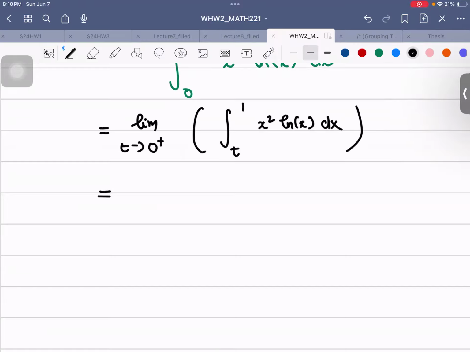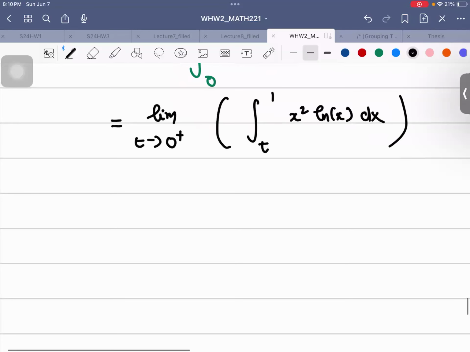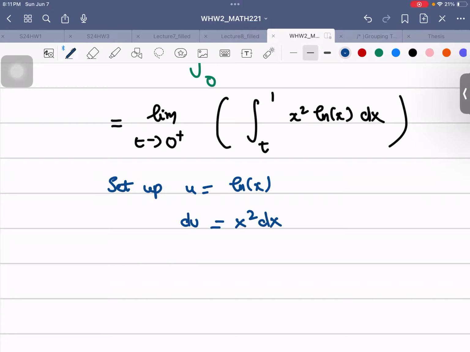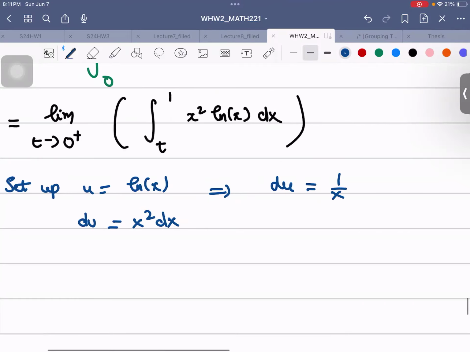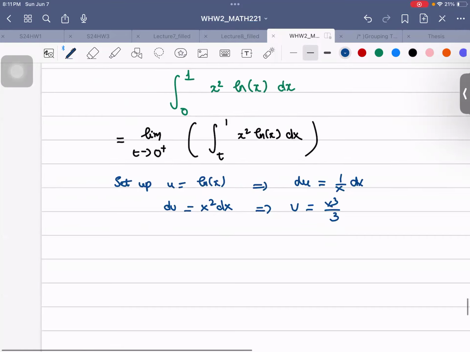For this one, I believe you have to do integration by parts, right? Because you have two types of function. One of them is an algebraic function and one of them is a log function. You set up u equal to ln of x and dv as x squared dx. Therefore, du is 1 over x dx, and v is x cubed divided by 3.